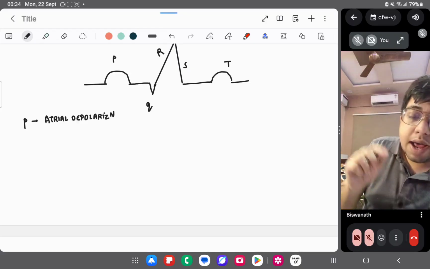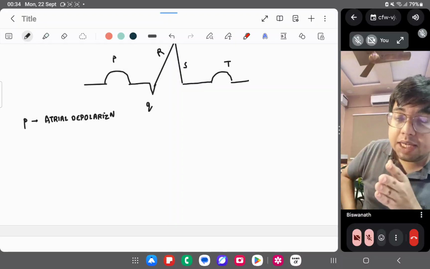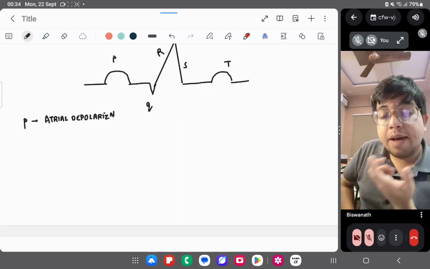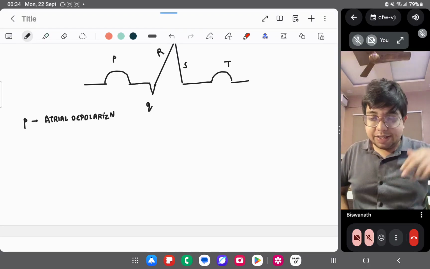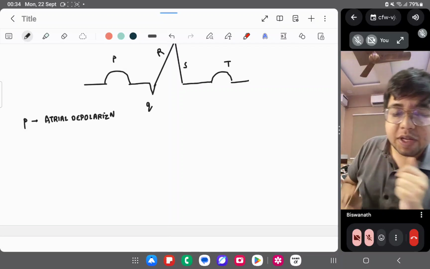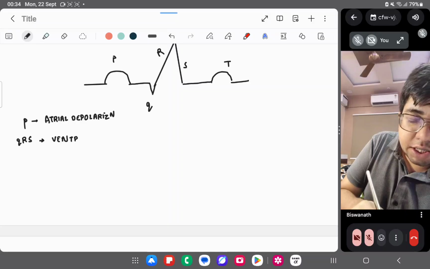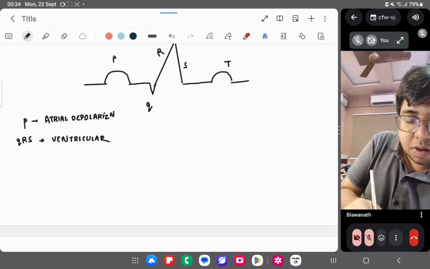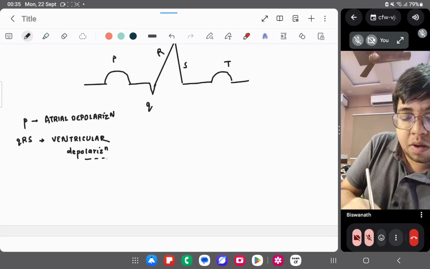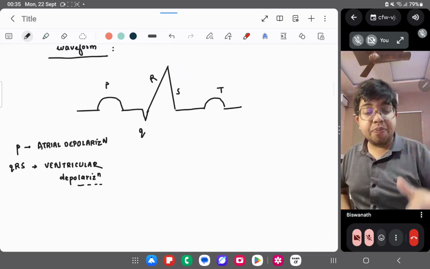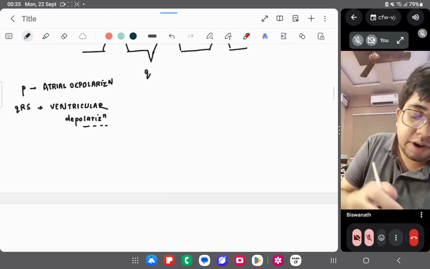QRS complex is basically ventricular depolarization. QRS is not a wave. P is just a wave. We can't say P complex. But QRS is basically a complex sort of thing, right? It is going down and up and down, right? So QRS is basically ventricular depolarization. And T wave is basically ventricular repolarization.